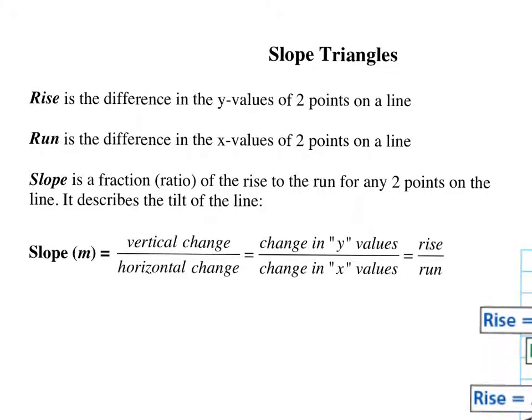We are asked to determine the slope of a line. The slope of a line is simply the tilt or the angle of the line. The slope is a fraction, which can also be called a ratio. Let's go to the diagram to the right to discuss rise and run.